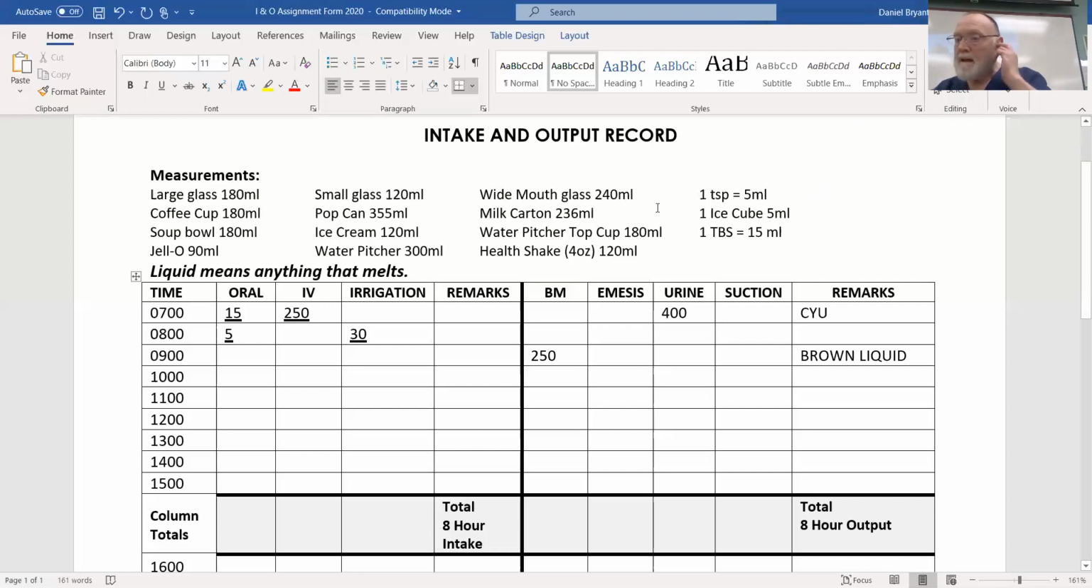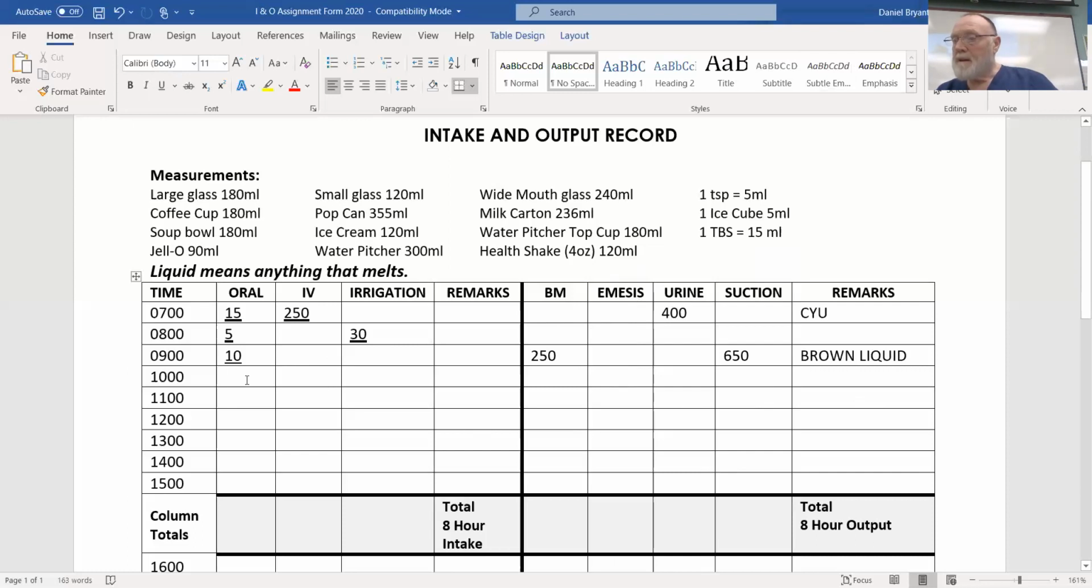The suction needs to be emptied, and that's over here. That was 650 that we put in there in suction. He asked for ice again and takes 2 ice cubes. And so back over here under oral, ice cube is 5, so he took 2, so that's going to be 10. All right. And he's tired, wants to go back to sleep, so we're going to let him rest, and we've got it all documented.